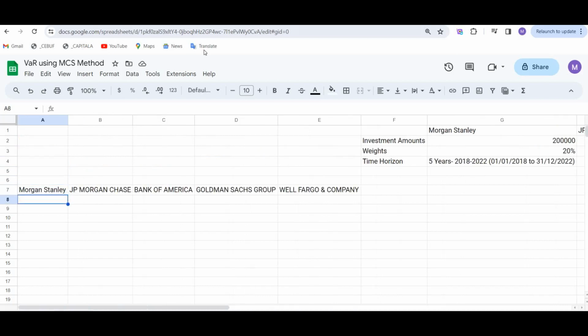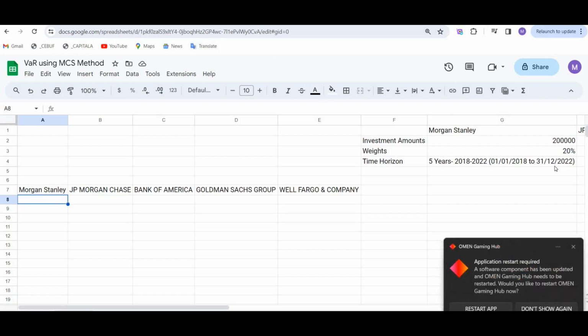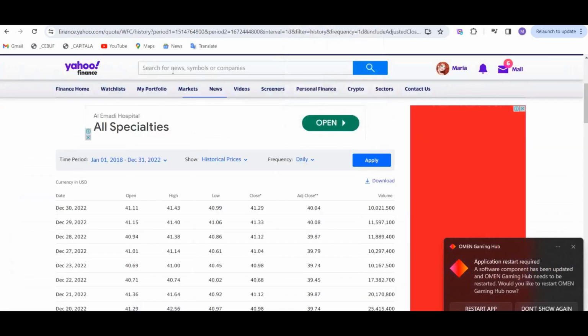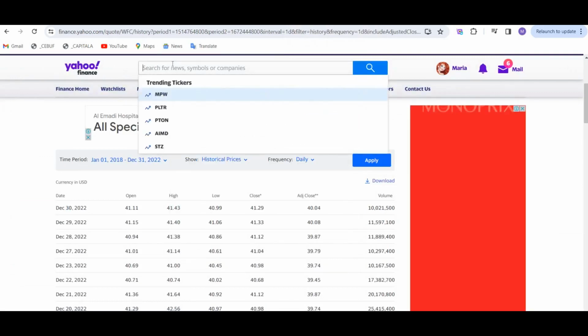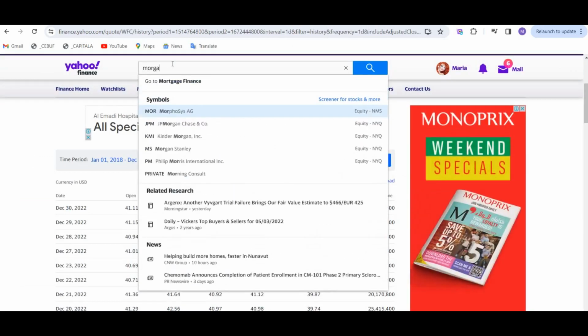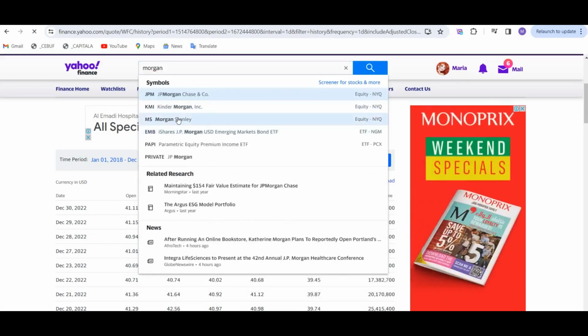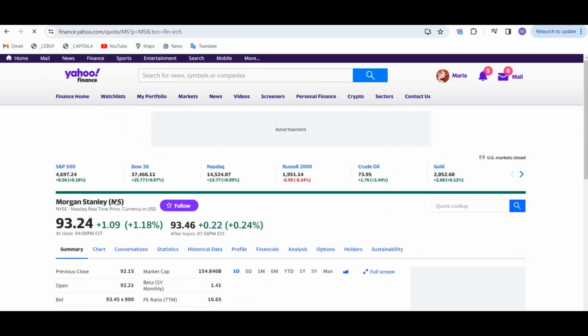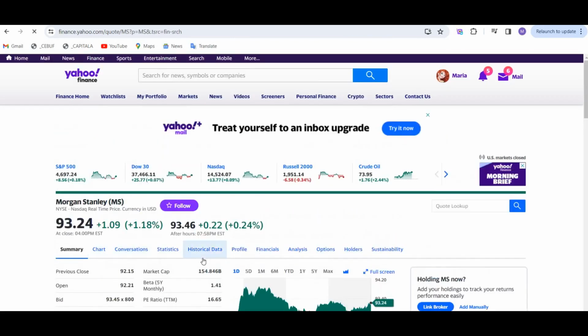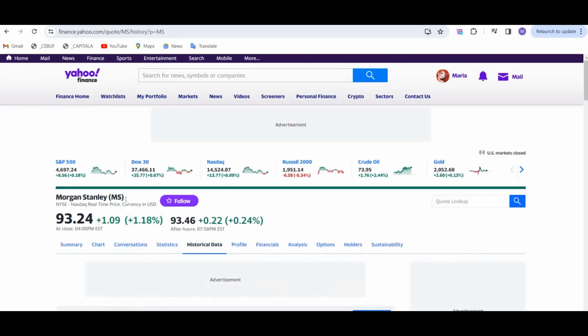First, we'll go to Yahoo Finance and take the share prices within the same period, that is 1st January 2018 to 31st December 2022. So we go to Yahoo Finance and we find Morgan Stanley here. Okay. Historical data.